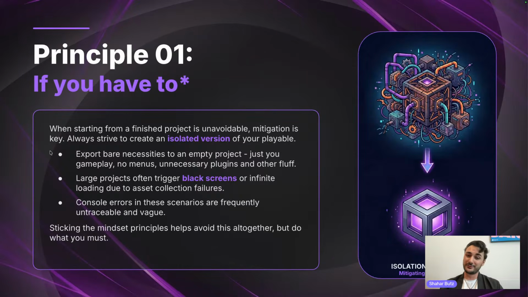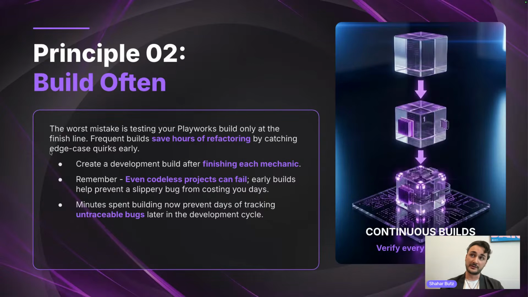But hopefully you'll never reach this point by sticking to these principles, and I will talk later on about what to do if you have unfortunately reached that point. The second and last principle, I cannot emphasize this enough: build often. You have your isolated project, you are working mechanic by mechanic, you want to build after each time you finish making a mechanic. You'd be surprised at what might cause issues in your project, what might be unsupported or create a bug or a weird edge case quirk.